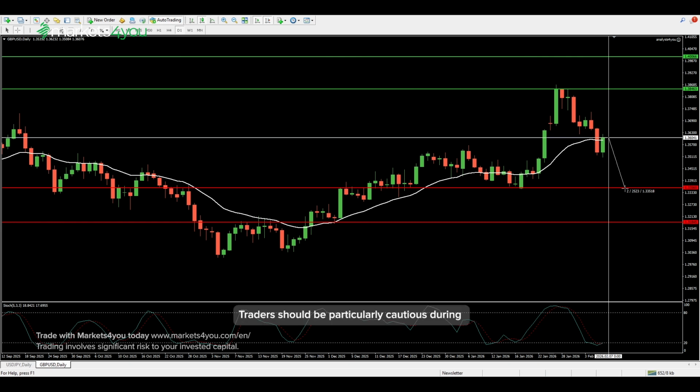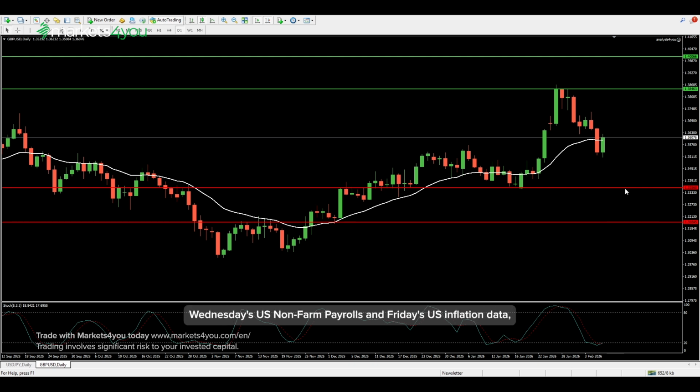Traders should be particularly cautious during Wednesday's US non-farm payrolls and Friday's US inflation data, as these events can cause sudden spikes in volatility and potential gap risks. Remember, always manage your risk carefully and never invest more than you can afford to lose.